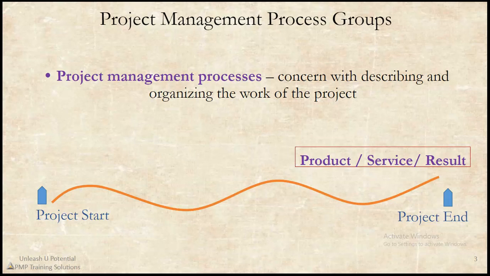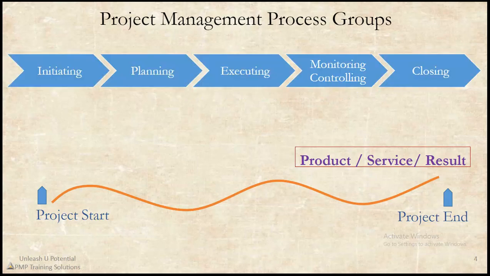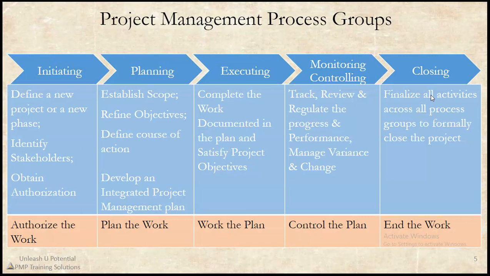According to the PMBOK guide, there are 49 processes. It's very challenging to understand these 49 processes in short. So for our easy understanding, let us break down these 49 processes into 5 process groups: initiating, planning, executing, monitoring and controlling, and closing. Let us see what happens in each process group.